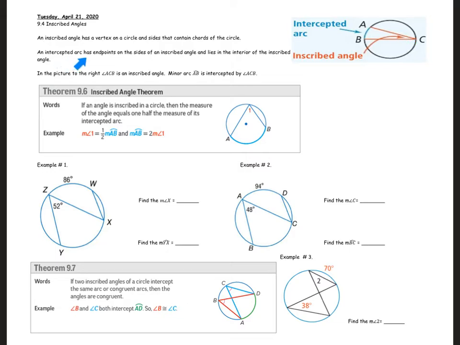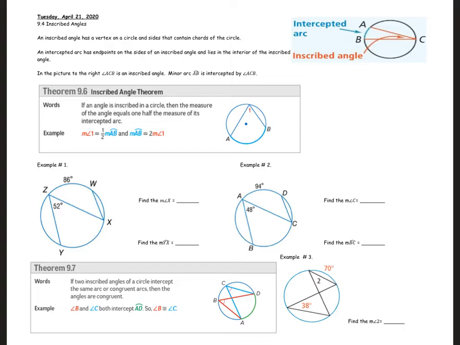An intercepted arc has endpoints on the sides of an inscribed angle and lies in the interior of the inscribed angle. So if I take a look, I see that arc AB right here, this arc is that intercepted arc. A is an endpoint on the circle, B is an endpoint on that circle, and arc AB right here is that intercepted arc. It is swooped out by the endpoints of the angle.